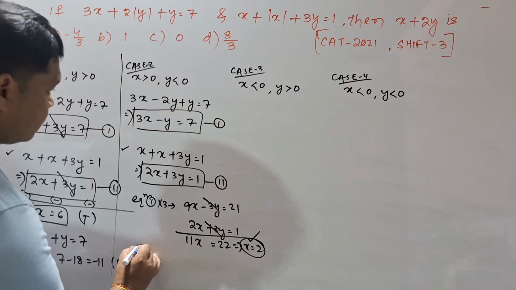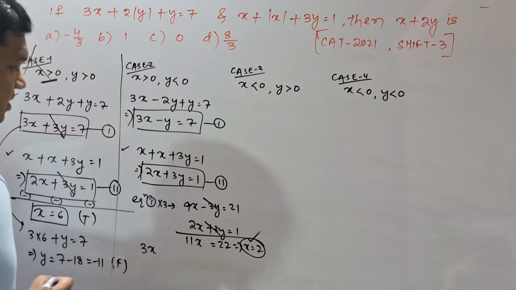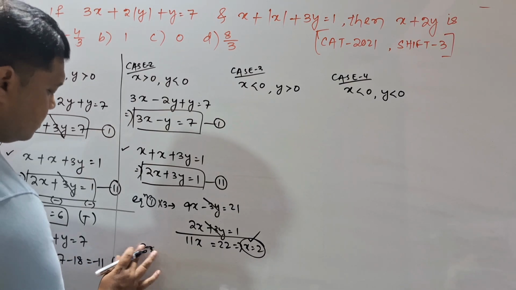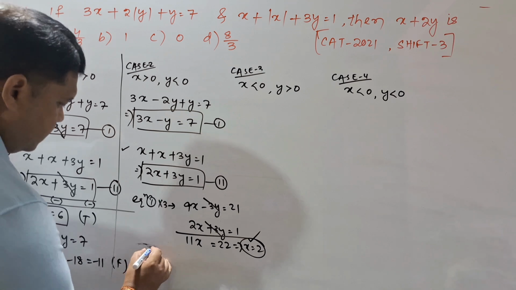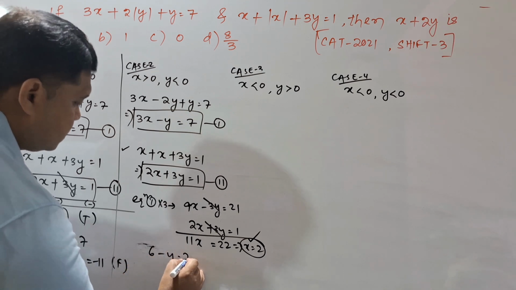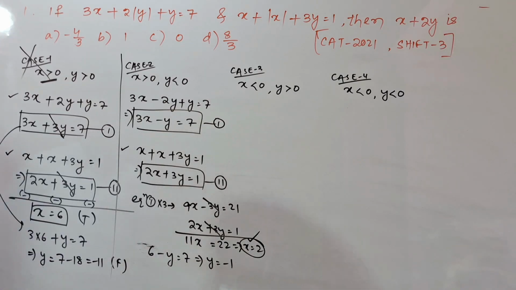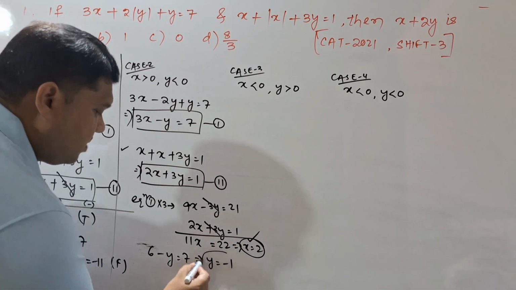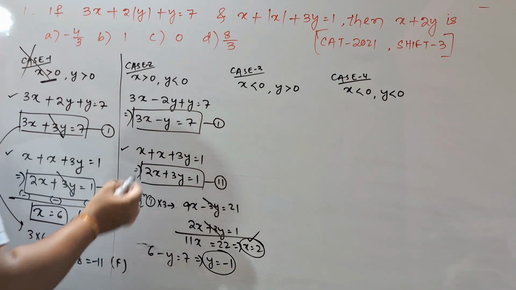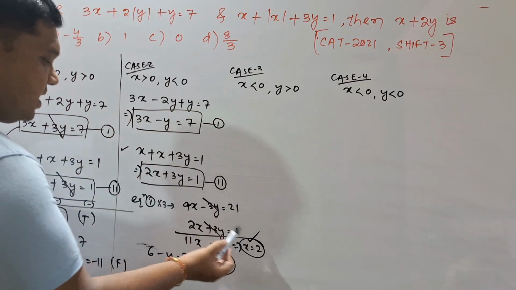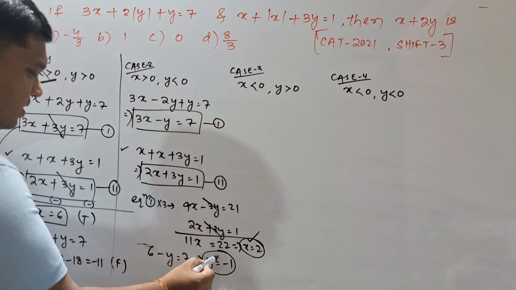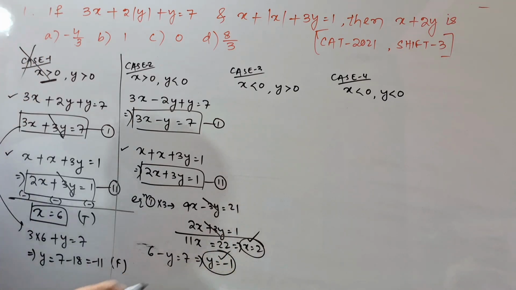Now 3x, so 3 into 2, directly here I will write 6 minus y, this is equal to 7. So here y is equal to how much? This is equal to minus 1. y is equal to minus 1, x is equal to 2. In this condition, x greater than 0 is satisfied, yes. y less than 0 is also satisfied. So x is equal to 2, y equal to minus 1.